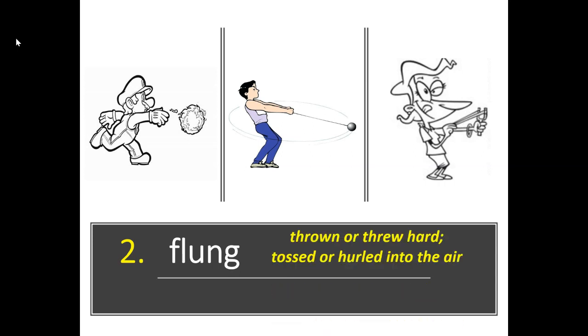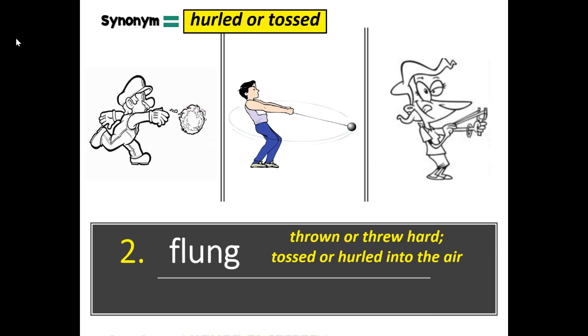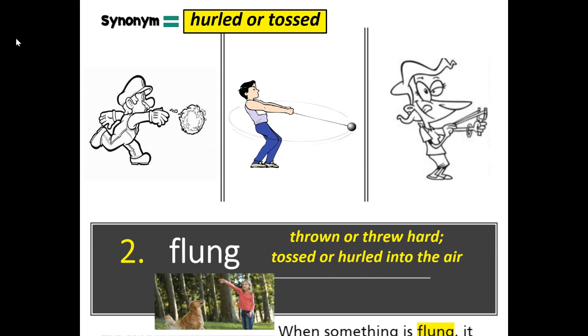Flung is the past tense for fling, fling, flung, and it means thrown or threw hard, tossed or hurled into the air. So a synonym or word that means the same could be hurled or tossed. Flung is the same as hurled or tossed.